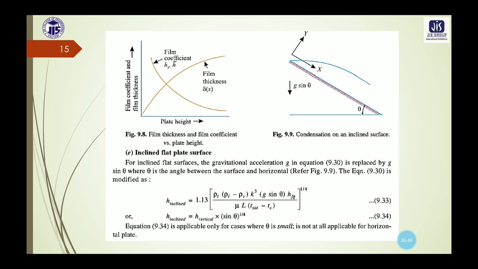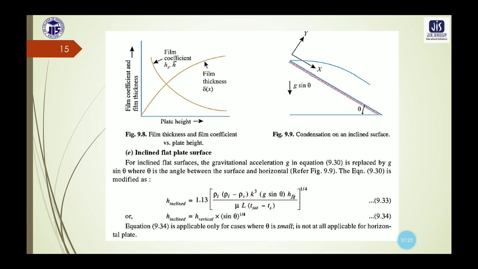We have seen while discussing the concept of film condensation that the heat transfer decreases, and from this diagram also we can see this concept. In the case of an inclined flat plate surface, the gravitational acceleration g is replaced by g sine theta, where theta is the angle between the surface and the horizontal. You can see this from diagram 9.9 also.